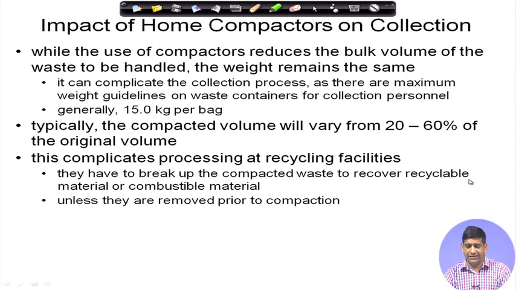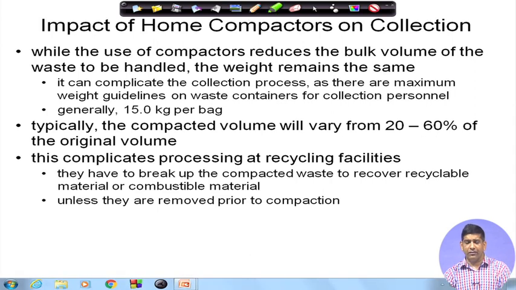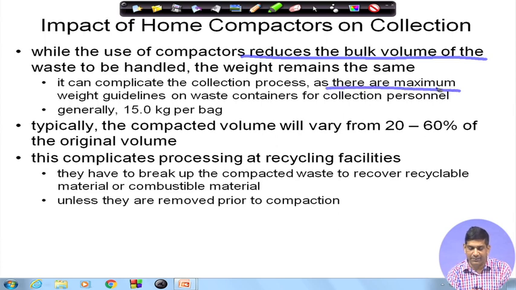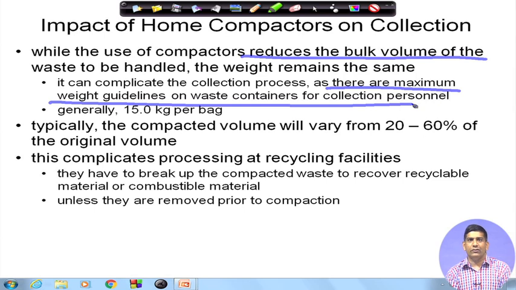Another thing: what are some issues which come with the compactor? If you use the compactor, it reduces the bulk volume of the waste, but the weight remains the same. Although the volume goes down, the weight remains the same. So what does that mean? It can complicate the collection system. Why? Because there are maximum weight guidelines on waste containers for collection personnel, who have to lift those garbage bags and put them in the truck if it's manual collection. Or if you have a hydraulic arm, which is again a very costly truck, say 10, 15, 20 years down the line, if we get those kinds of trucks as well, then the hydraulic arm is lifting more weight, which means more energy is being used to collect that garbage too.